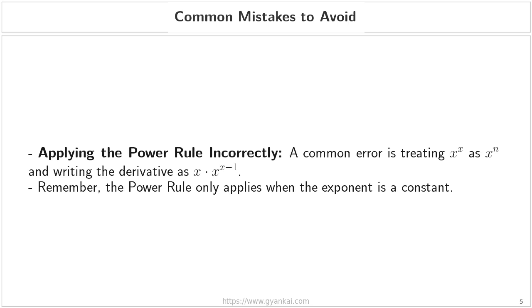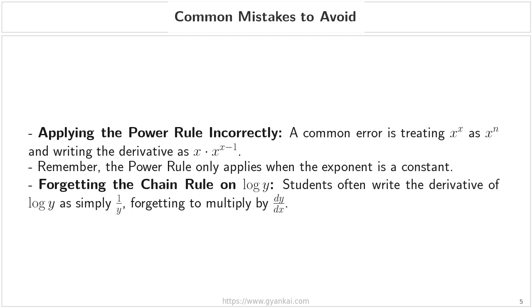First, be very careful not to apply the power rule incorrectly. A common error is treating x to the power of x as if it were x to the power of a constant n, and incorrectly writing the derivative as x times x to the power of x minus 1. Please remember, as we mentioned in the introduction, the power rule only applies when the exponent is a constant, not a variable.